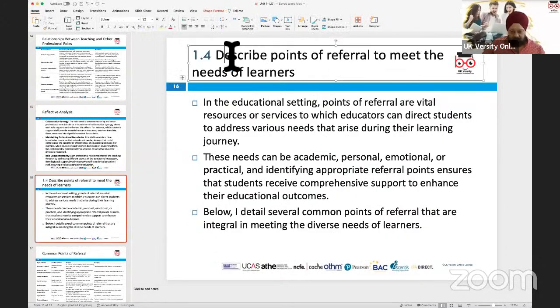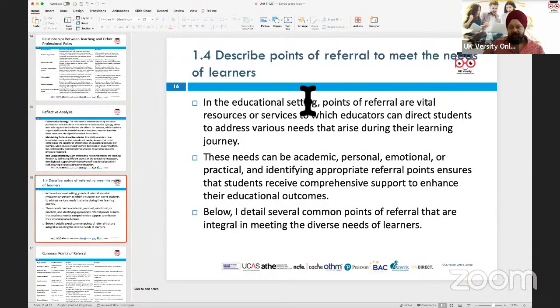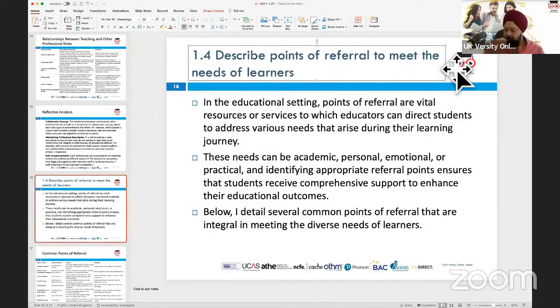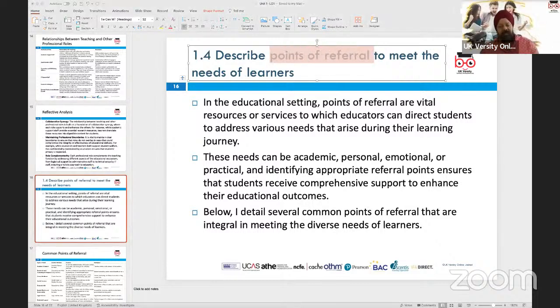Okay, good stuff. So the next and the last assessment criteria in learning outcome one is basically describing some of the points of referral that we need to be able to meet the needs of some of our learners. So what do we mean by points of referral? Any idea? Sorry, say that again? The last assessment criteria talks about meeting the points of referral in terms of needs for learners. What do you mean by point of referral?